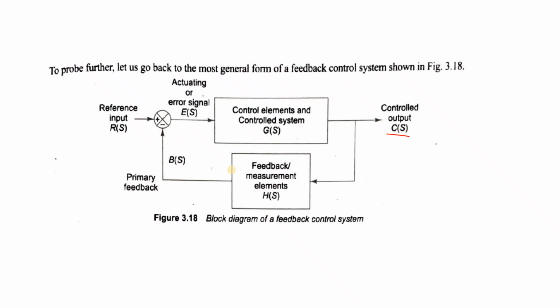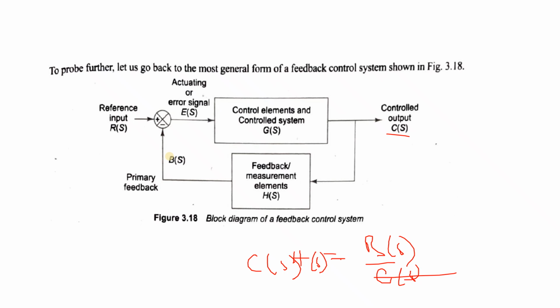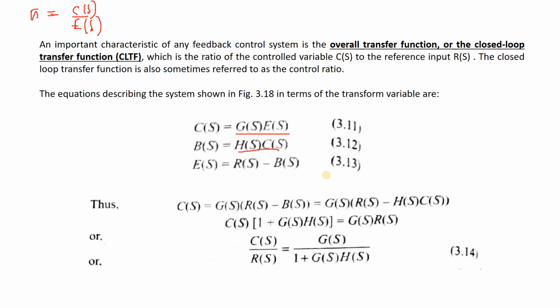Then B is equal to H into C, HS into CS, because HS equals BS by CS. So B is equal to C into H. And E we all know, is RS minus BS. So these three equations we have with us.